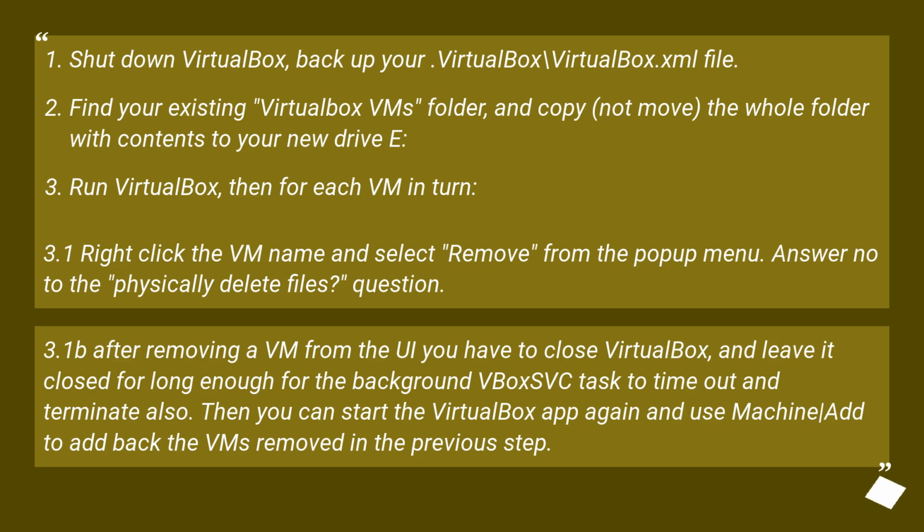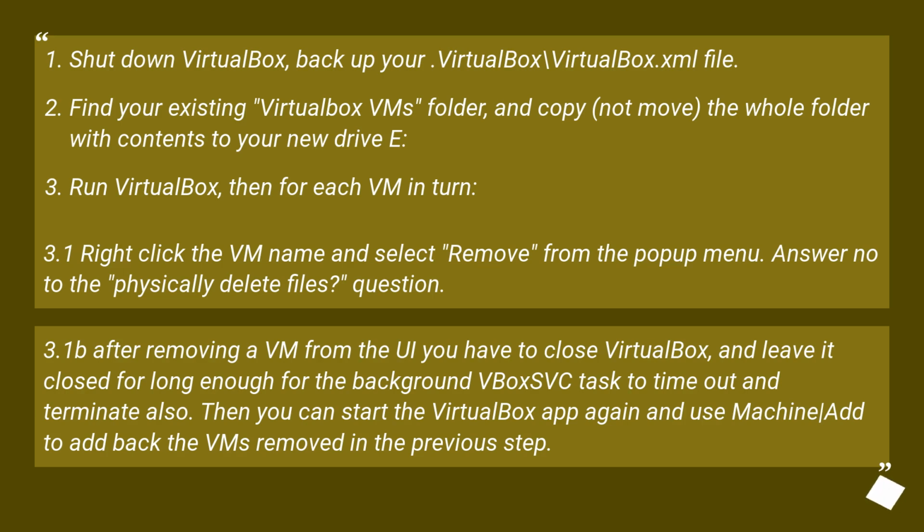Shut down VirtualBox, back up your VirtualBox/virtualbox.xml file. Find your existing VirtualBox VMs folder, and copy, not move, the whole folder with contents to your new drive E. Run VirtualBox, then for each VM in turn: 3.1 Right-click the VM name and select Remove from the pop-up menu. Answer no to the physically delete files question.